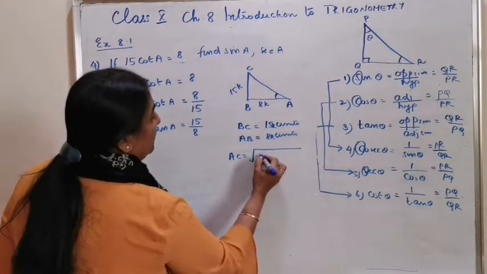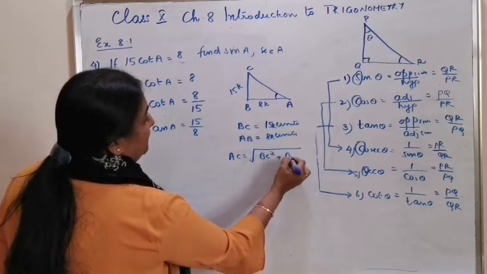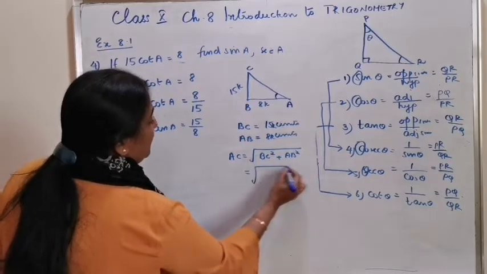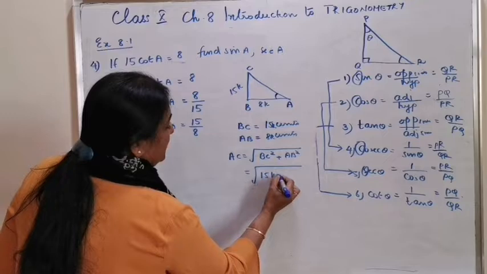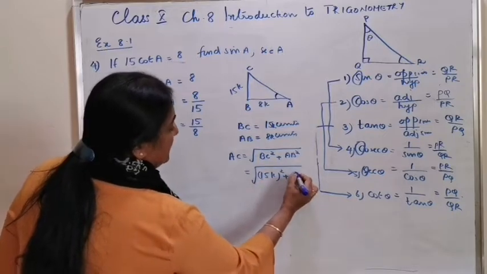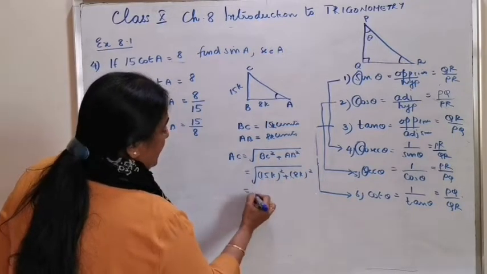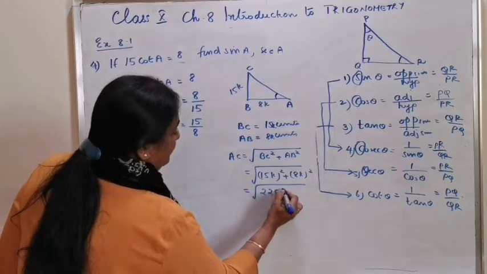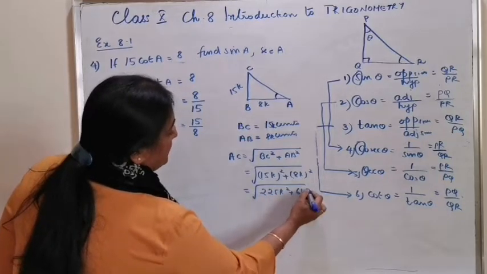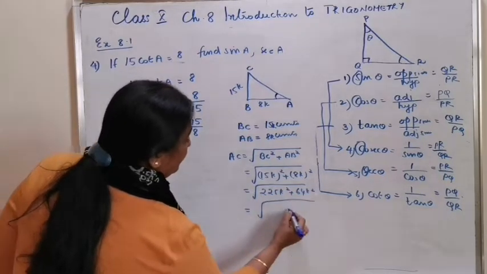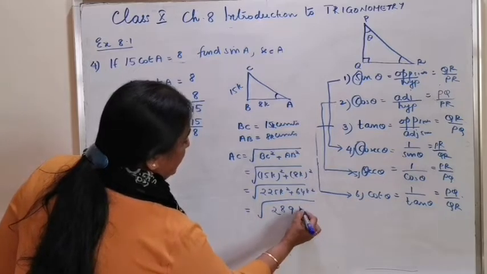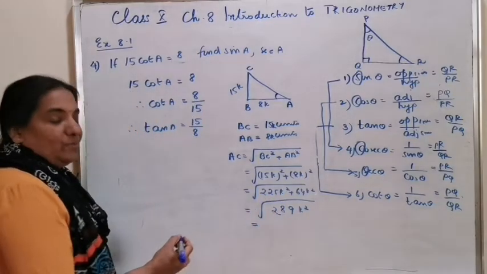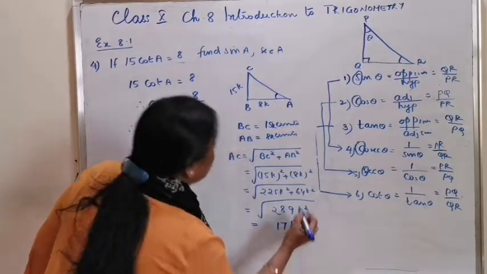It will be square root of BC square plus AB square, square root of 15k the whole square plus 8k the whole square, 225k square plus 64k square. 5 plus 4, 9, 289k square, or the square root of 289 is 17k.